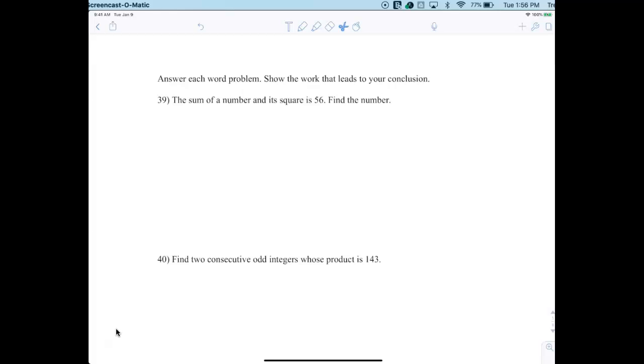Here we go. Number 39. All right. What does sum mean? Adding. Now the question is, what are we adding? We're adding a number and its square. So the number is what? X plus x squared. And I want that to equal what? 56. Come on, guys. That's how easy the word problems are. It's just translating them into a quadratic. And then once we see the quadratic, you always got to set the quadratic equal to 0.